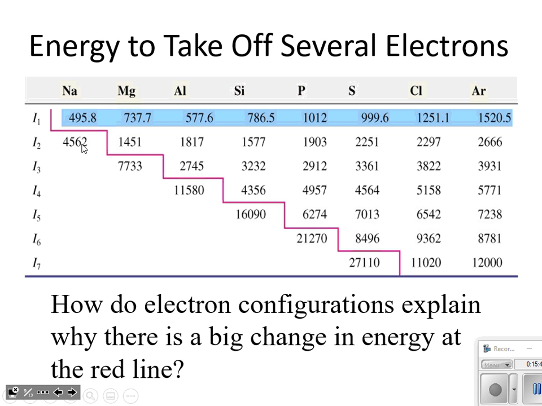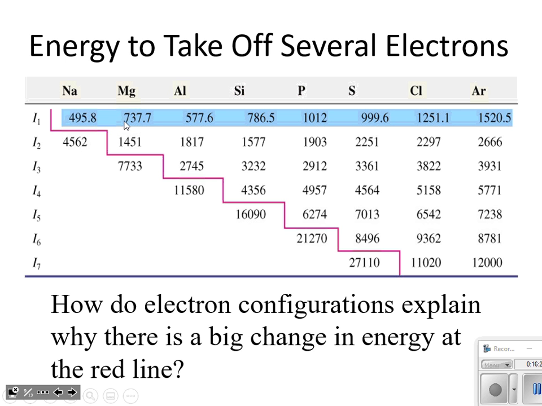Notice that sodium has no problem pulling off the first electron. But look at that jump. There's no decimal in there. So now we've got 4,562. So compared to 500, that's a pretty big number, isn't it? Okay? So sodium wants to get rid of one electron. Then it's going to take a ton of energy to get the second electron off. Why? Because its outer energy level is filled if it gets rid of one.